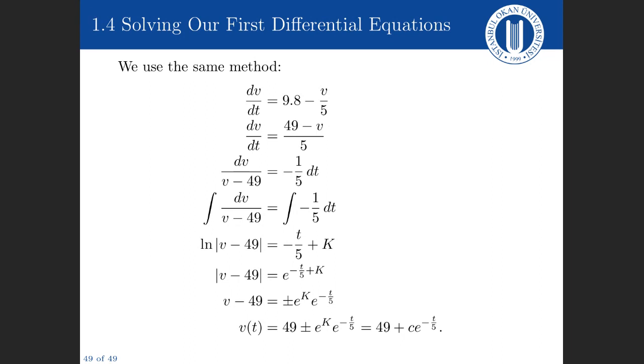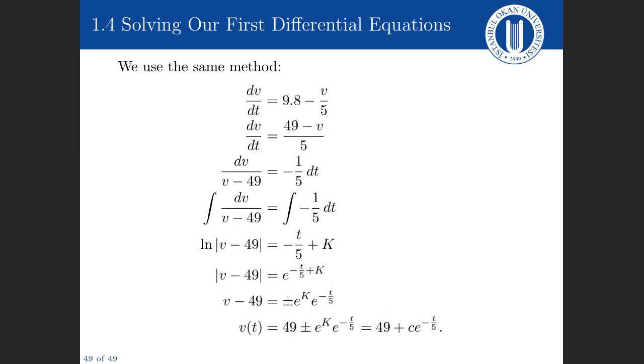Take the exponential of both sides, so we remove the natural logarithm and we have an exponential on the right. We get the absolute value of v minus 49 is equal to e to the power minus t over 5 plus k. We can remove the absolute value signs if we add a plus or minus in front of the right side, and then we can take the 49 over to the right. So we get 49 plus or minus e to the power k, e to the power minus t over 5.